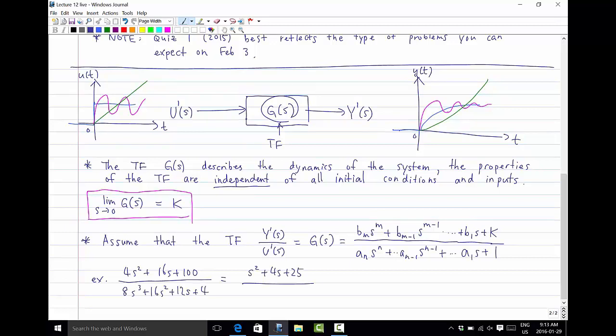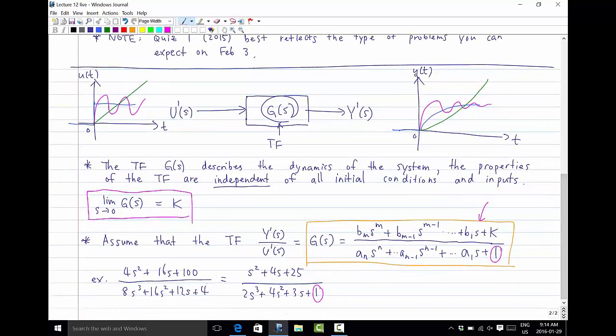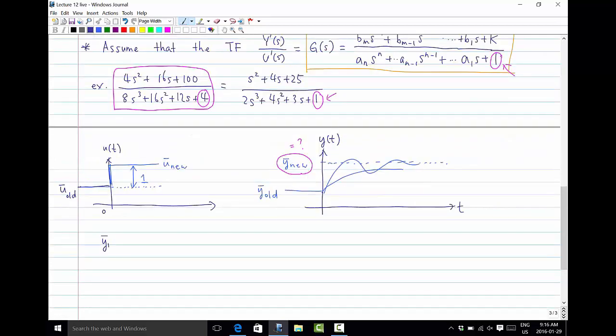If we take the transfer function in this very special form, where the last term in the numerator equals a constant k, and the last term in the denominator equals a constant 1, we can introduce an arbitrary input where the steady state gap between the new and old steady state values is 1. It simply equals the step function with a magnitude of 1. Now we must evaluate the new steady state value of the output y.